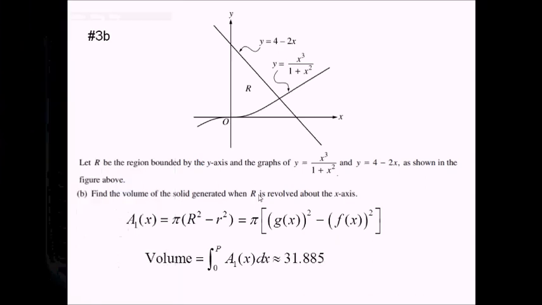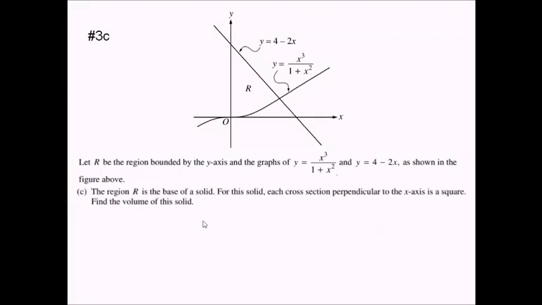For this part, they're telling us the region R is the base of a solid, and for this solid, each cross-section perpendicular to the x-axis is a square. We want the volume of that solid. So let's start by getting the cross-section area. The limits of integration are going to be the same. It's just the limits of integration for R, which was 0 to p. Really glad we stored p as a constant at this point.